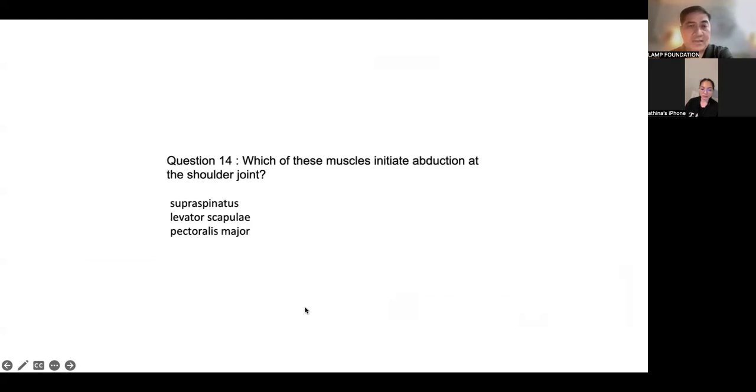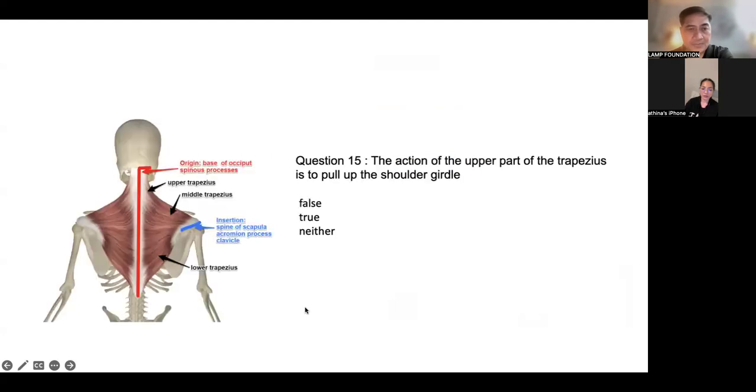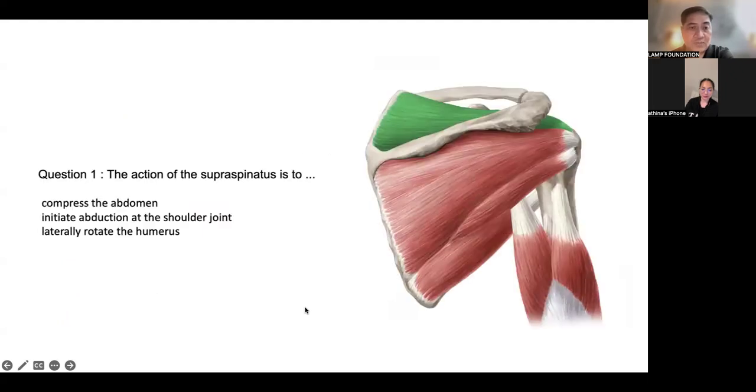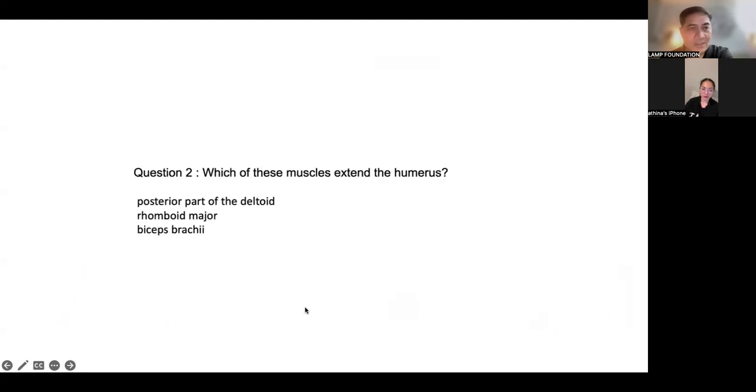Which of these muscles initiate abduction at the shoulder joint? The supraspinatus. The action of the upper part of the trapezius is to pull up the shoulder girdle. True or false? True. The action of the supraspinatus is to initiate abduction at the shoulder joint. Which of these muscles extend the humerus? It's the posterior part of the deltoid.